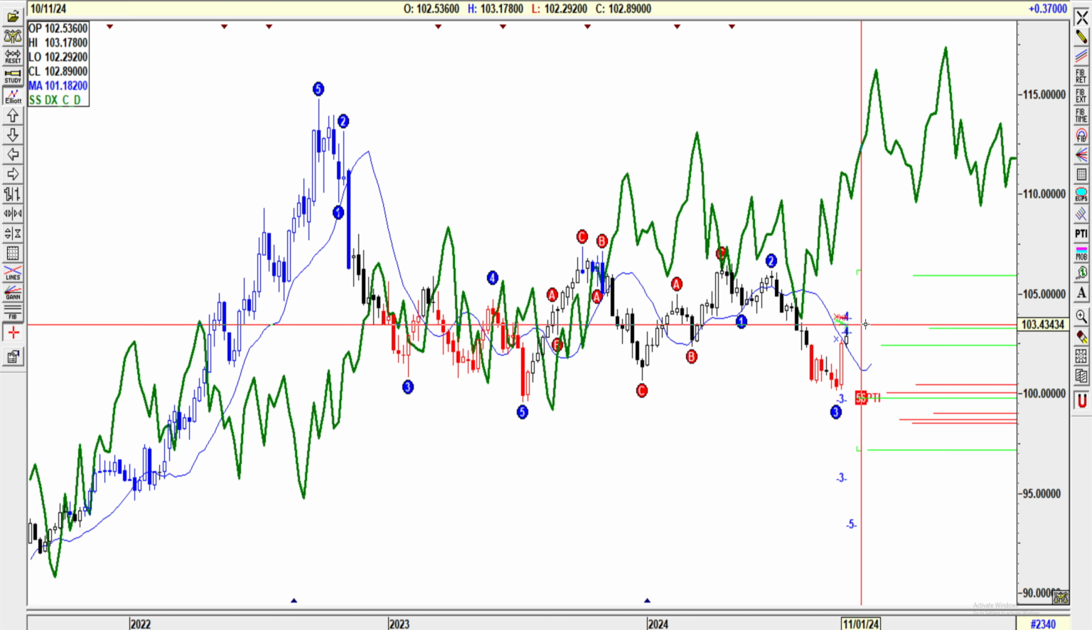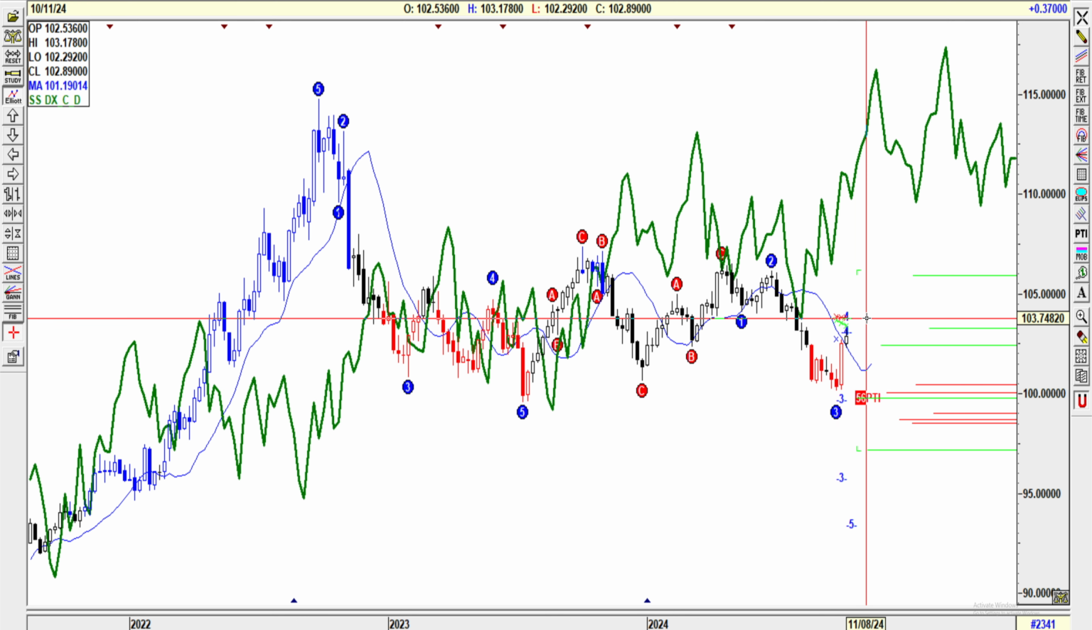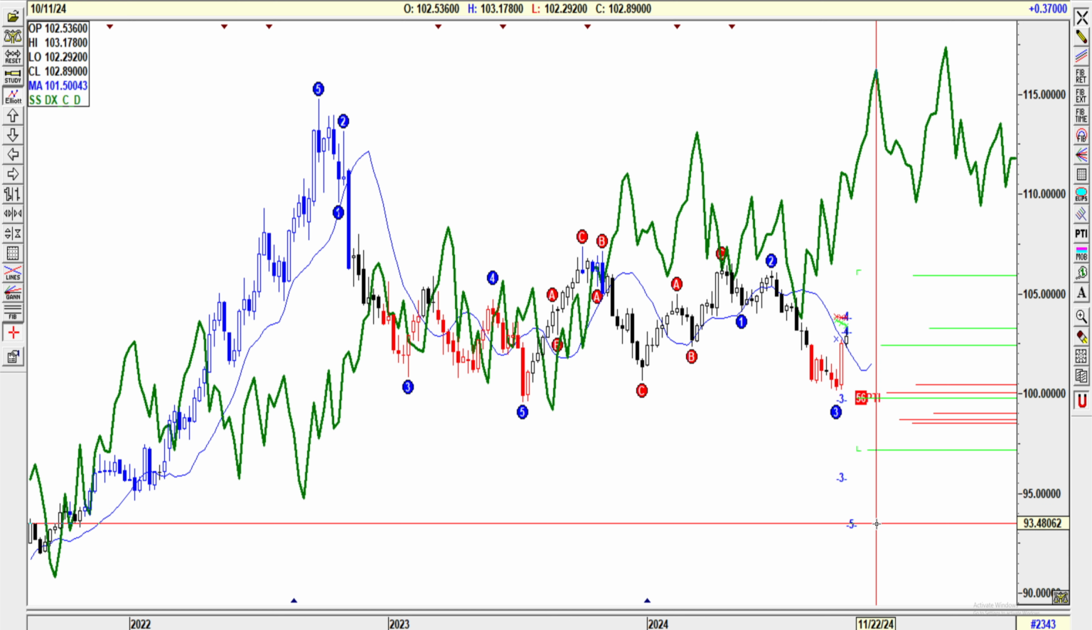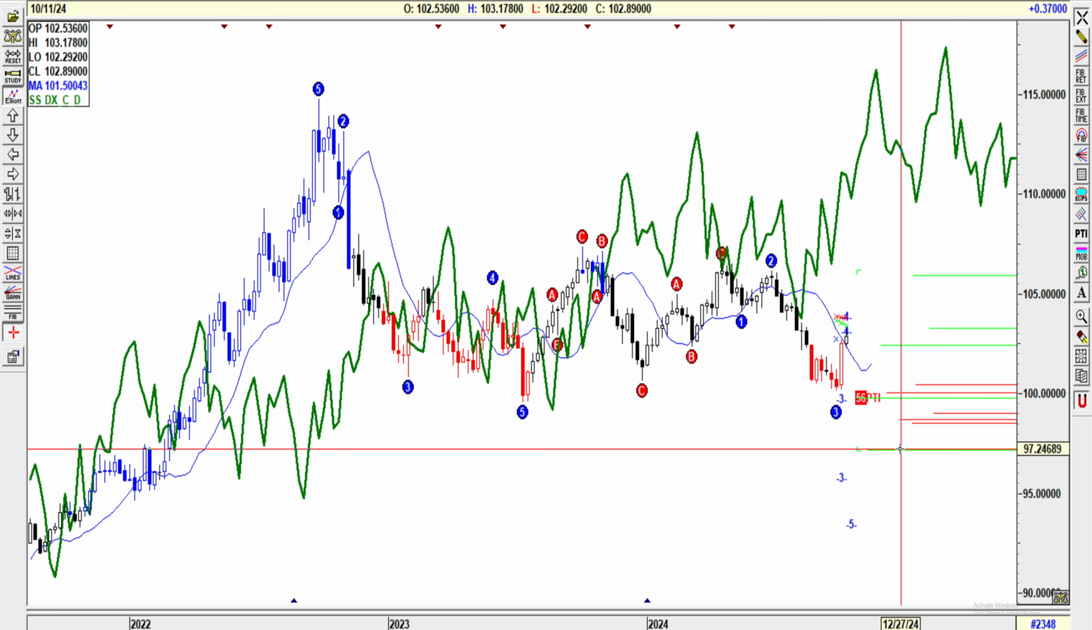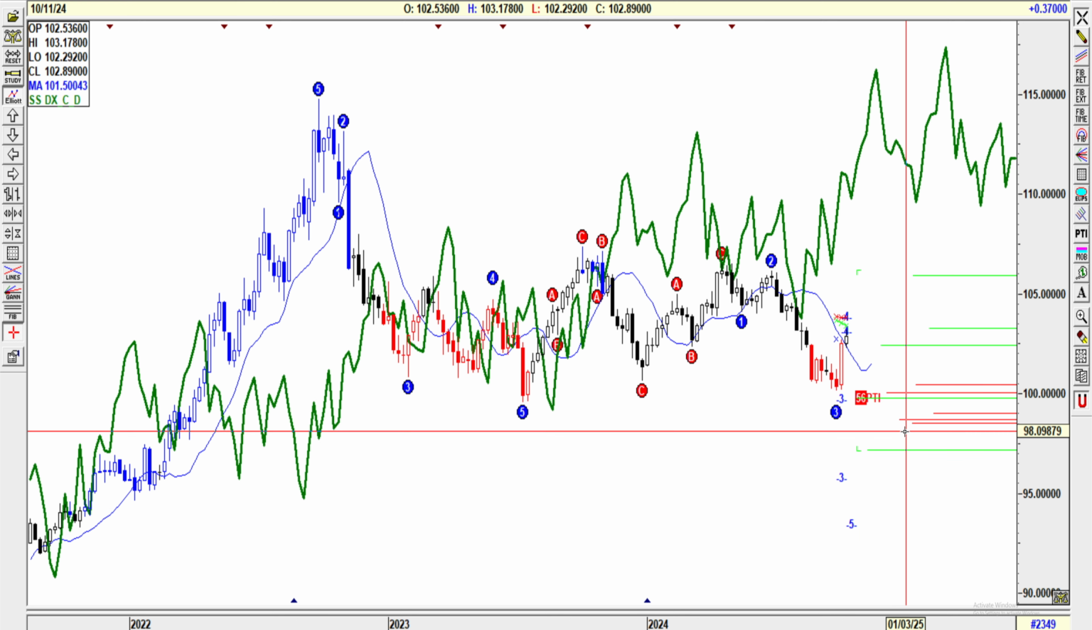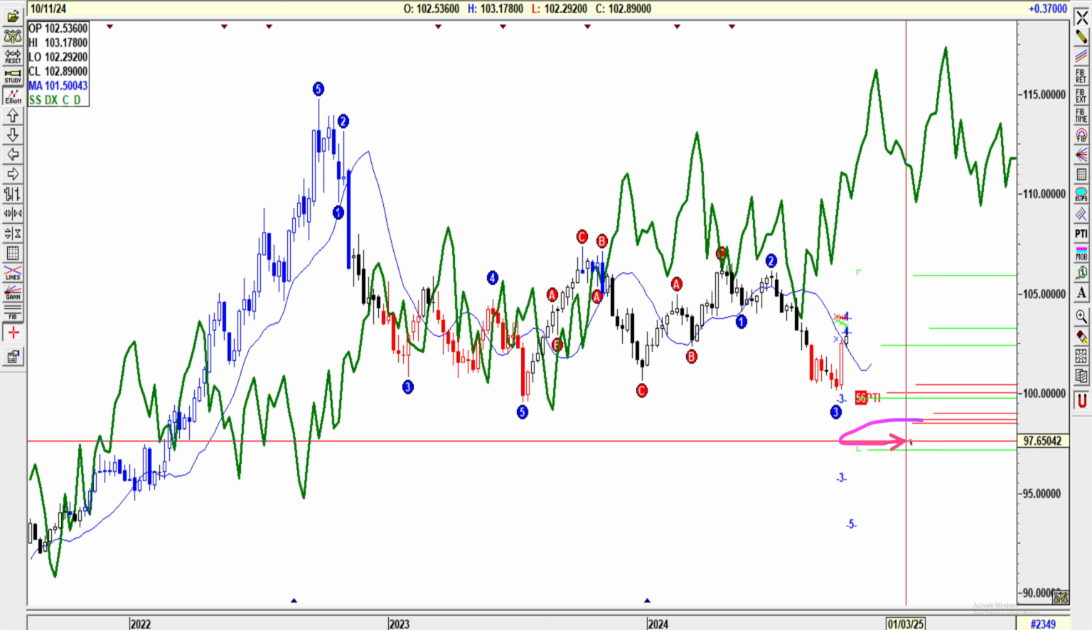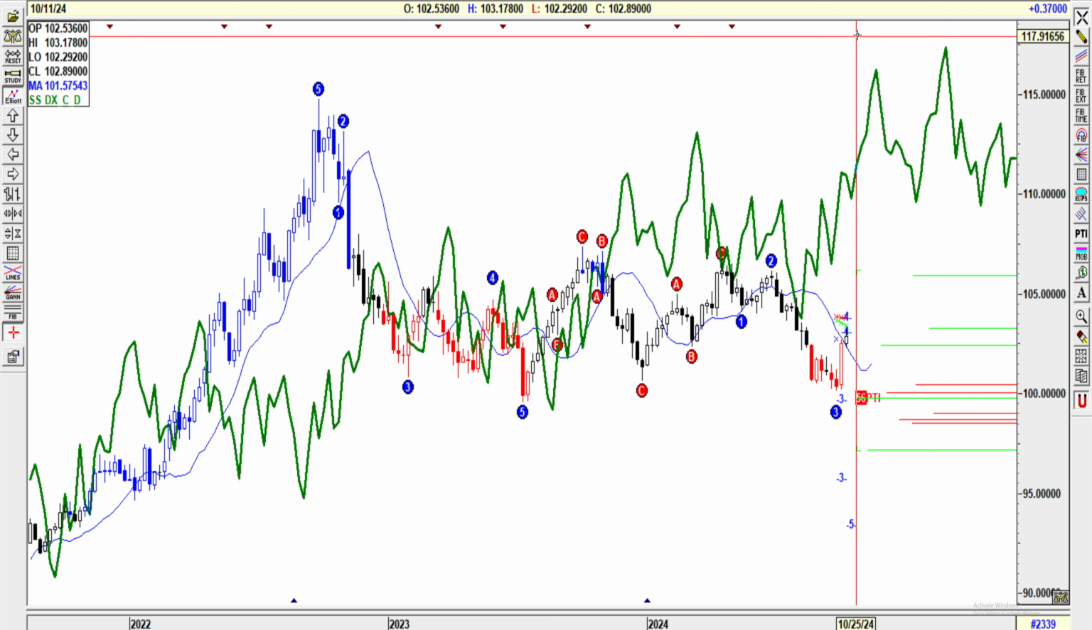So we are getting close to a wave 4, maybe a little more, and then eventually a wave 5. I have a target of 98, somewhere around here, in this ballpark. But for the weekly, it's indicating a little more low, which is very possible.